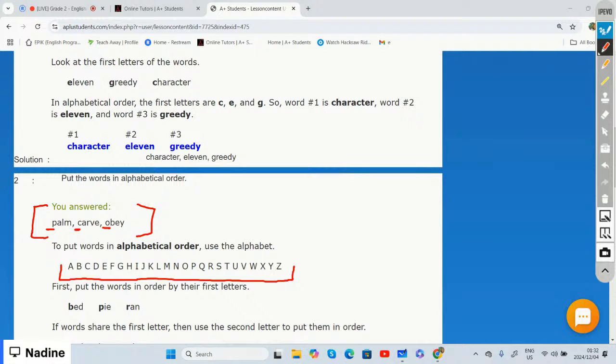So P for palm, C for cough, or O for obey. Which one is first? Which word needs to come first? Yes, so the first one would be cough. Well done. Then obey. Yes, well done, which is O.